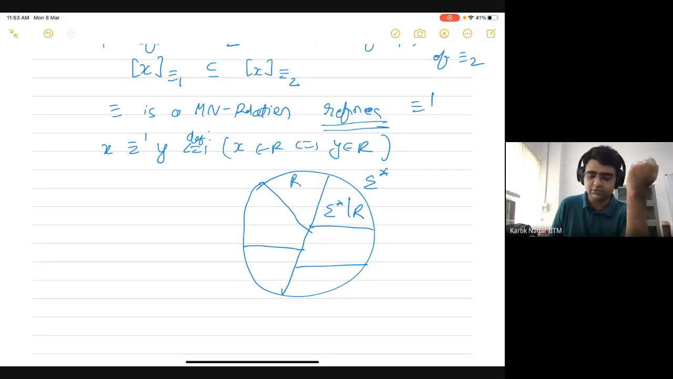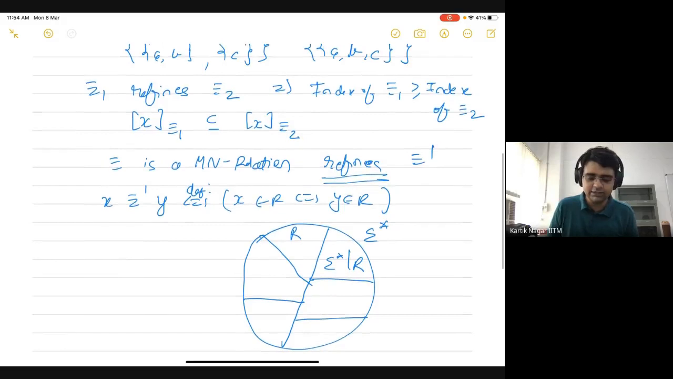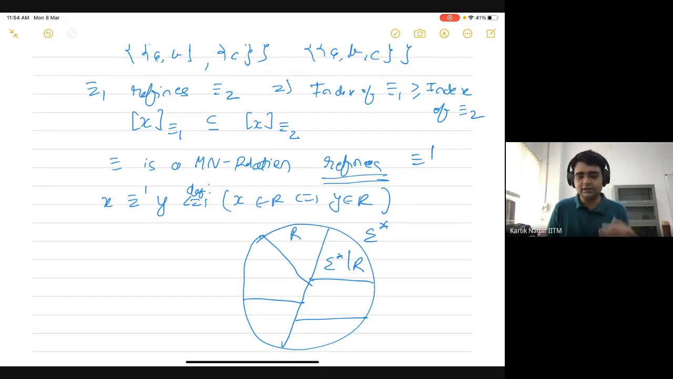So we introduced this notion of refinement because we said that we want to consider the coarsest relation. So just like we say that relation 1 refines relation 2, that also means that relation 2 is coarser than relation 1. So it has fewer equivalence classes than relation 1. Okay, so ultimately we want to find out the coarsest MN relation that can be induced by a given language. That would have the least number of equivalence classes, and therefore that would correspond to the smallest DFA that accepts a particular language.